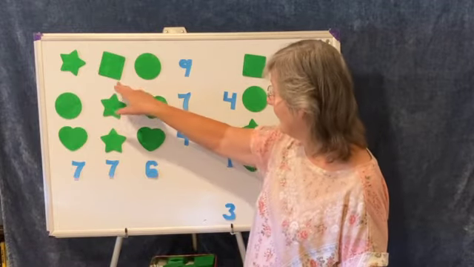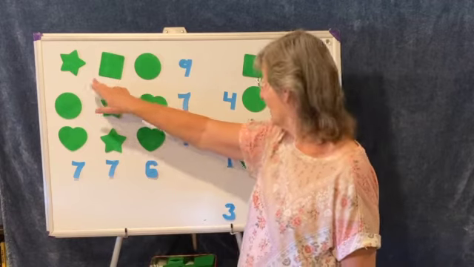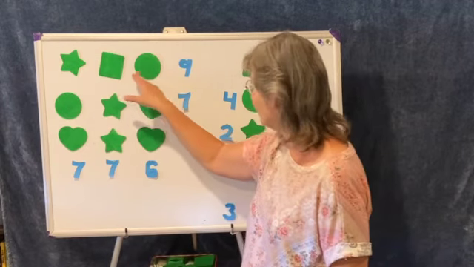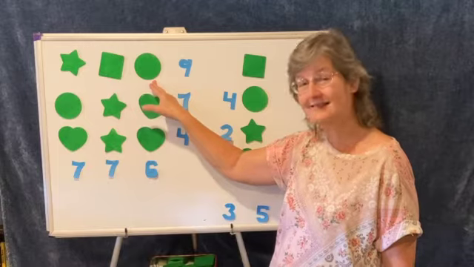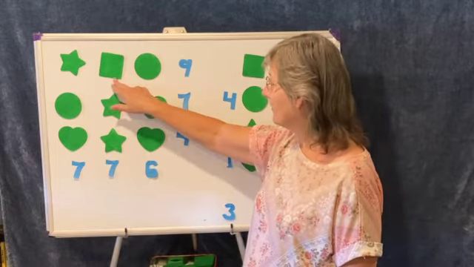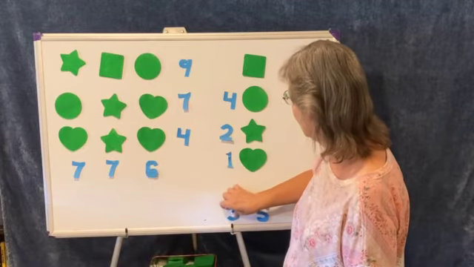The only thing we need now is a square. So our star is 2 and our circle is 4. That makes us 6. We need 3 more for our square.